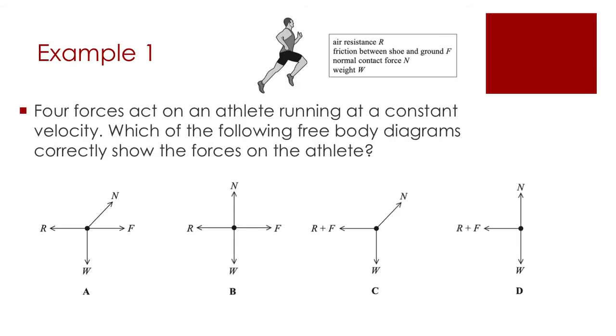Okay, so let's look at some examples. If we take a look here, we have an athlete running and it tells us we're working at a constant velocity. Now that's really important because Newton's first law says if all forces are balanced, an object will travel at a constant speed. So we need to have all of our forces balanced both vertically and horizontally in order for this athlete to be traveling at a constant speed.